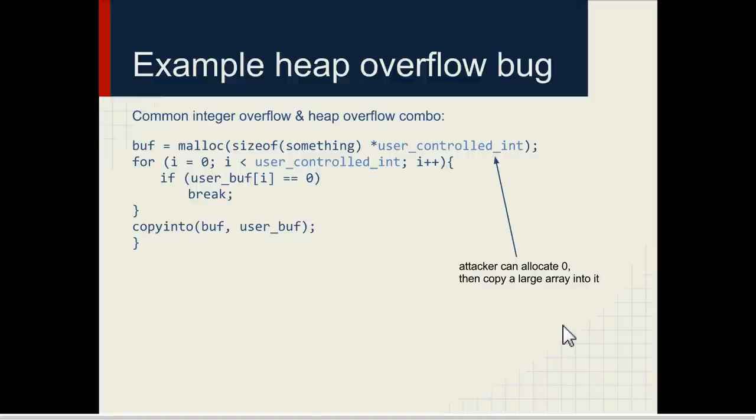So this is a common heap overflow bug. And I've just highlighted what the vulnerability is, for the sake of time. Essentially, we malloc something, and we have a variable that at some point the user has control of. So this is vulnerable because if an attacker can allocate an array of zero, and then at some point you copy into that allocated buffer, you're overwriting whatever is on the heap afterwards towards higher memory.